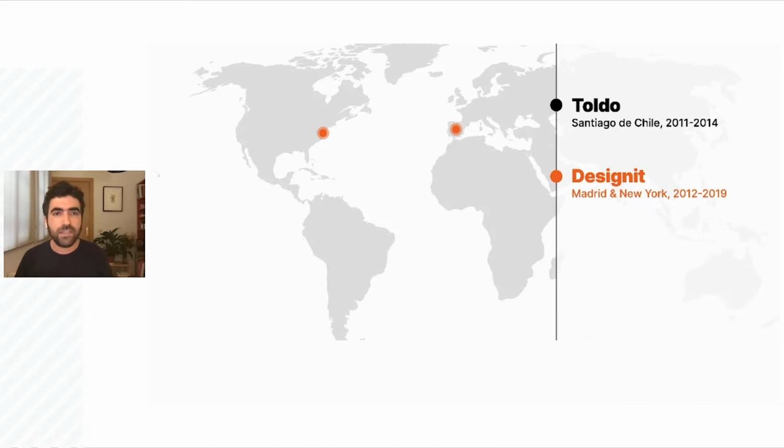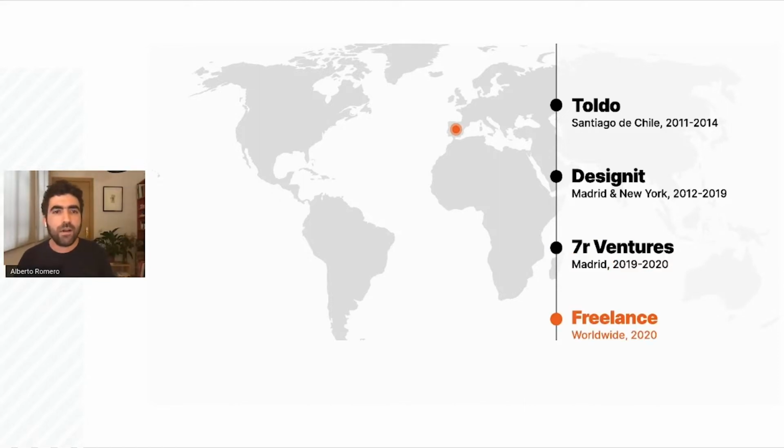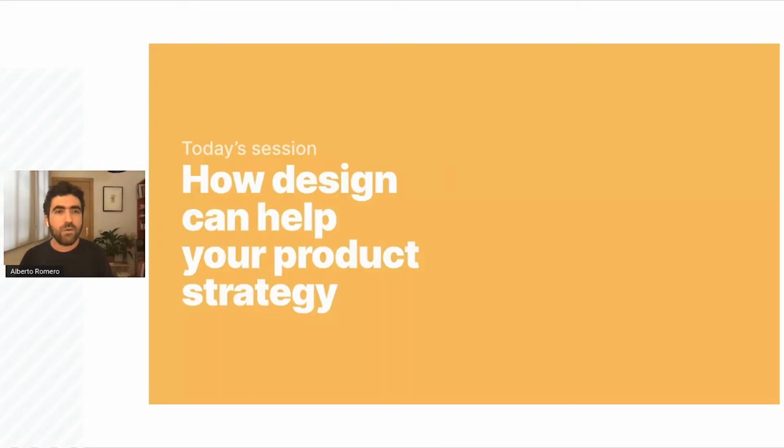Then at Designit, a strategic design firm, as Miguel said, where I was a design director, first here in Madrid and then in Brooklyn, New York. We were helping large companies innovate on their digital transformation journeys. More recently at 7R Ventures, a corporate venture builder, I helped shape new businesses from scratch along with corporate partners. I'm currently working independently, helping projects that need design direction or product strategy as a freelancer. So today's session is mainly going to be about how design can help your product strategy.